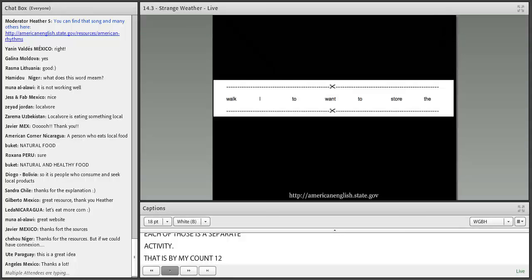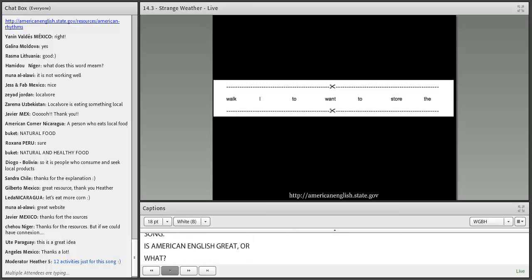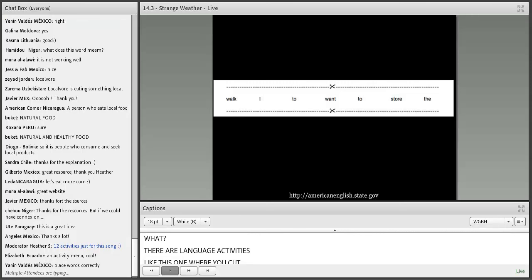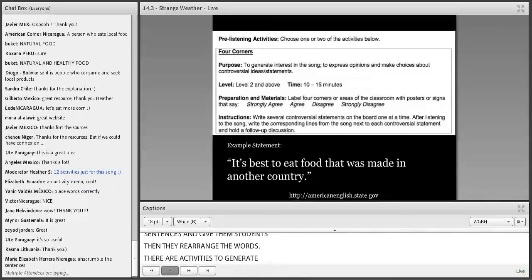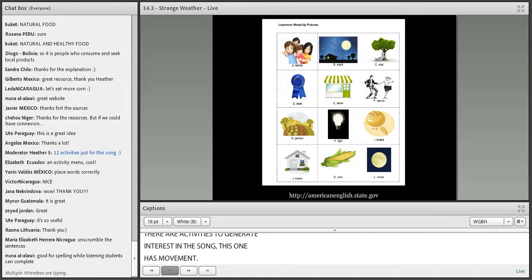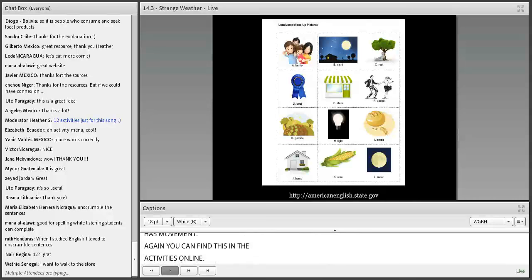There are language activities like this one where you cut sentences and give them to students, and then they rearrange the words. There are activities to generate interest in the song. This one has movement. And again, you can find this in the activities online. There are pictures that you can cut up. Students in groups can manipulate the pictures to put them in the proper order.